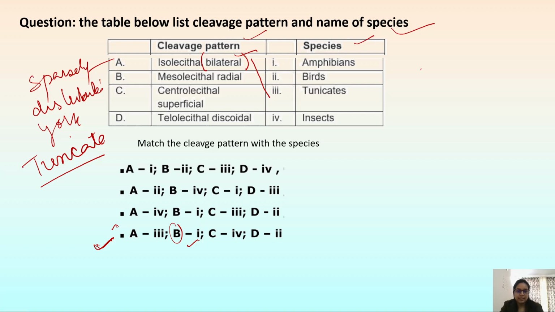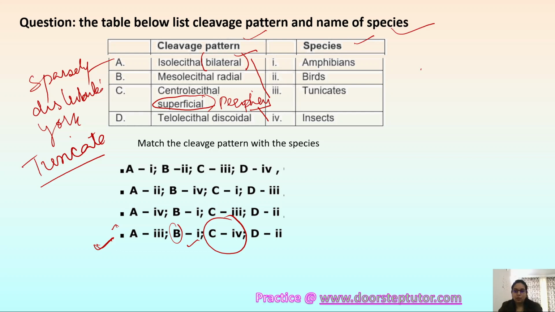The third one is the centrolecithal, and as the name suggests, the yolk has a central location. The yolk is generally concentrated in the central region, and the cleavage pattern is generally superficial, that is, it occurs in the peripheral region. This type of cleavage pattern is generally seen in insects. So C will go with the fourth.